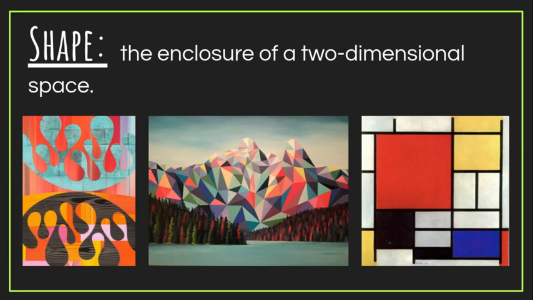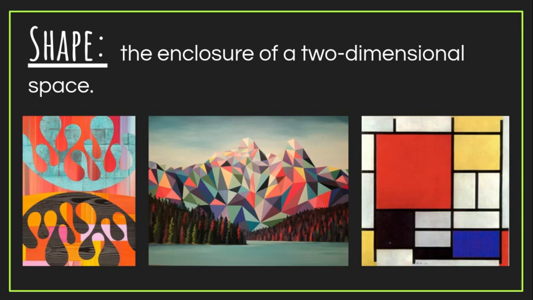Shape is the enclosure of a two-dimensional space. Okay, so shapes are flat. Shapes don't take up actual space. If I was to draw a shape on my desk, it's not going to leave me less room for all my stuff. Okay, so it is flat. It is two-dimensional, means it has length and width, but it does not have height.